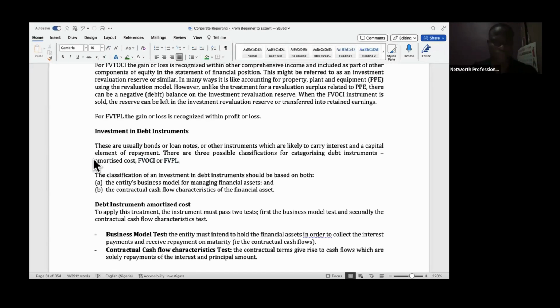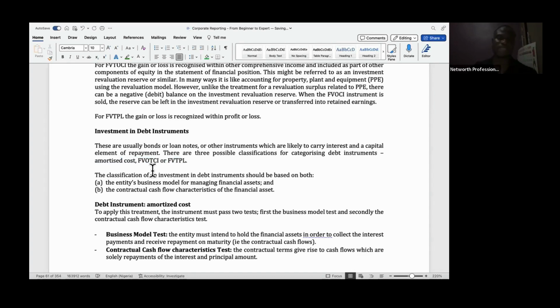And how would you know which classification? Don't forget, the way you know which classification the equity investment goes, the one I taught you earlier, depends on your intention of holding it. It's either you are holding it for trading or for the long term. If it is for trading, we said that one should be fair value through P&L. If it is for the long term, we said that one should be fair value through OCI. This one is quite different for debt investment.